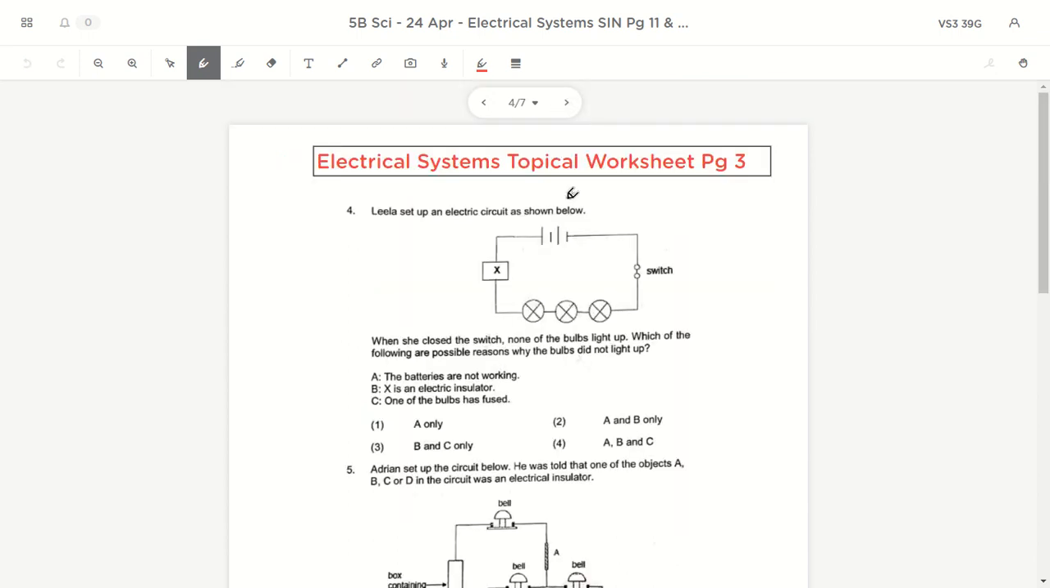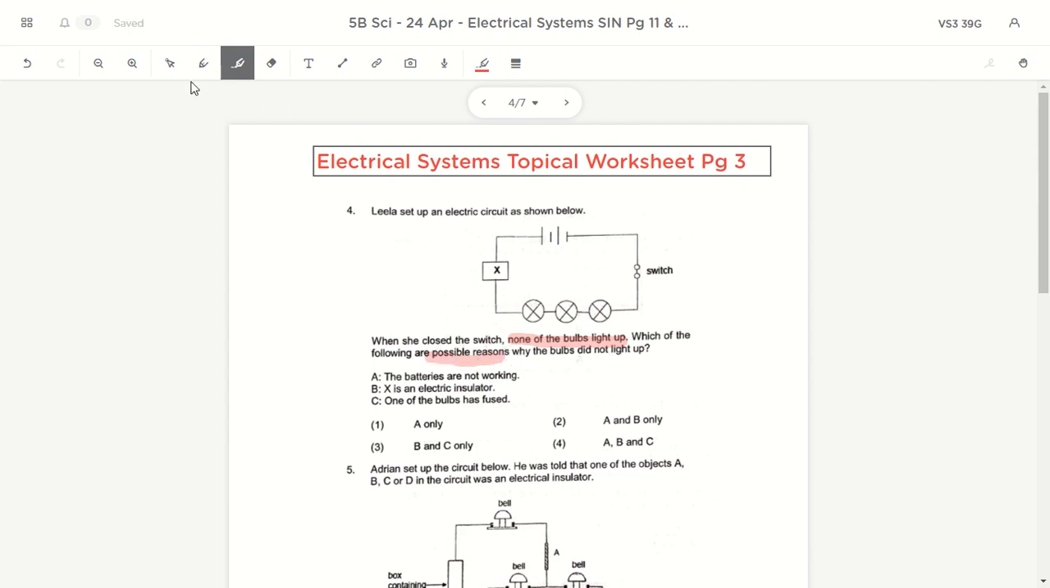Okay, let's look at this. I have an electric circuit here. These are batteries. This is a switch that is closed. There are 3 light bulbs and there's an X over here. When she closed the switch, none of the bulbs lit up. The problem is none of the bulbs light up. Which one is a possible reason why the bulbs don't light up?